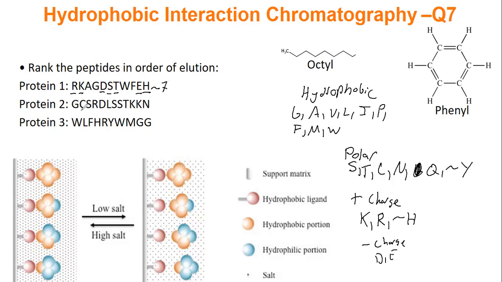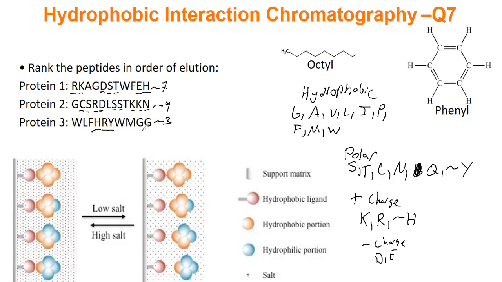And then protein 2, cysteine kind of, serine kind of, R, D, S, S, K, K, N. So this is 1, 2, 3, 4, 5, 6, 7, 8, 9 of them, roughly. And then protein 3, histidine, R, Y kind of, and that's it.